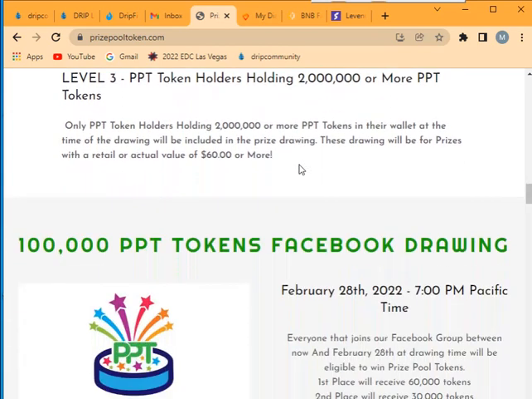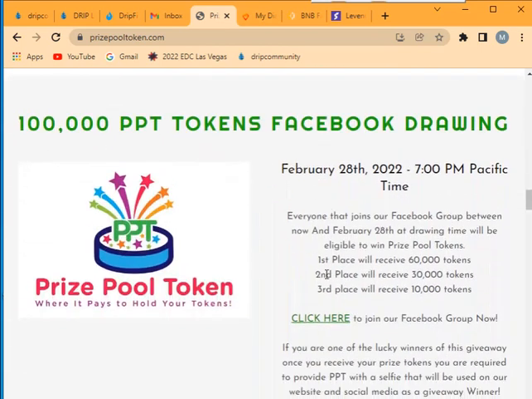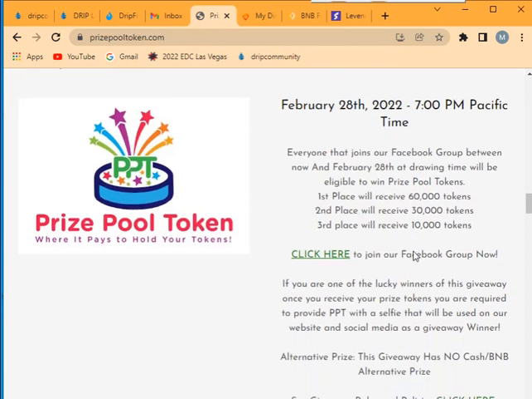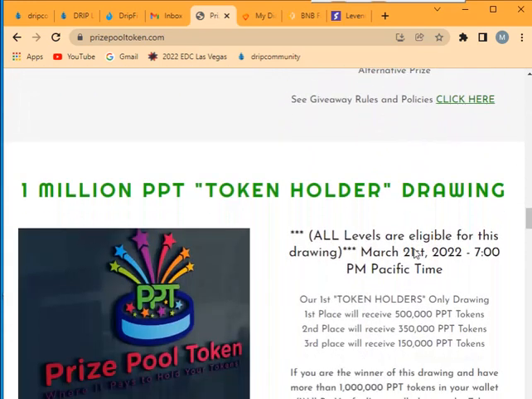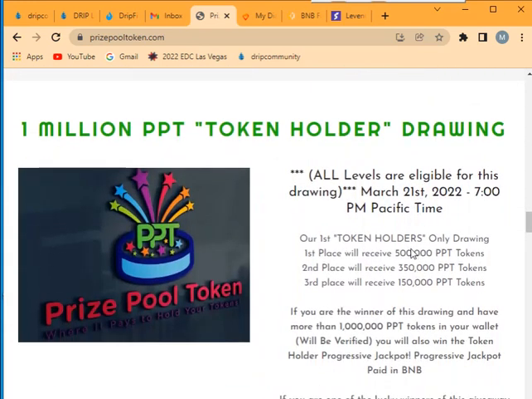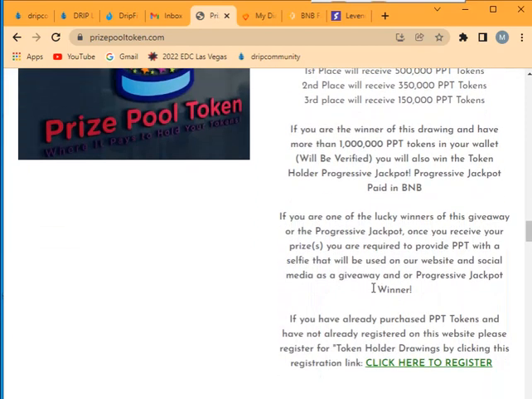Our first drawing is February 28th. We're going to be giving away all these tokens on Facebook just for joining our Facebook page. Then we have the $1 million PPT token holder drawing on March 21st. We're going to give away 500,000 tokens to first place, 350,000 to second place, and 150,000 to third place. Just fun. We're having fun with this token.